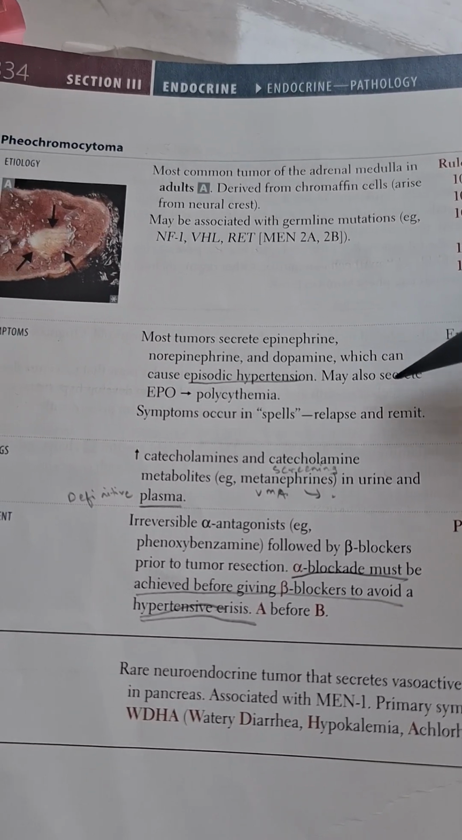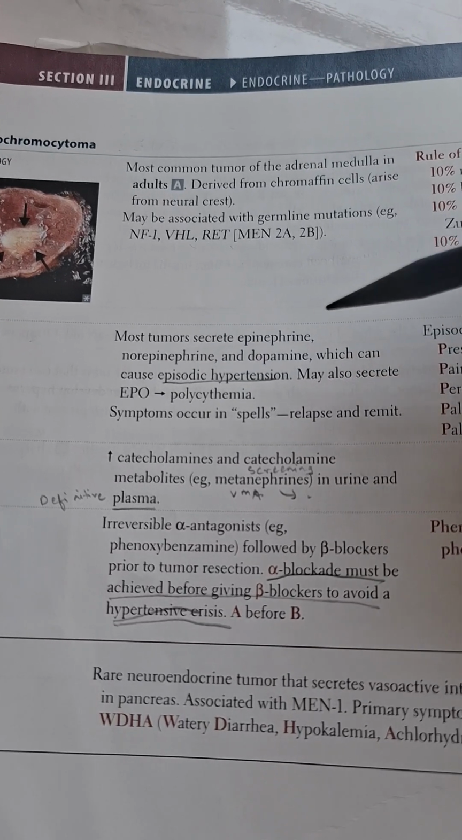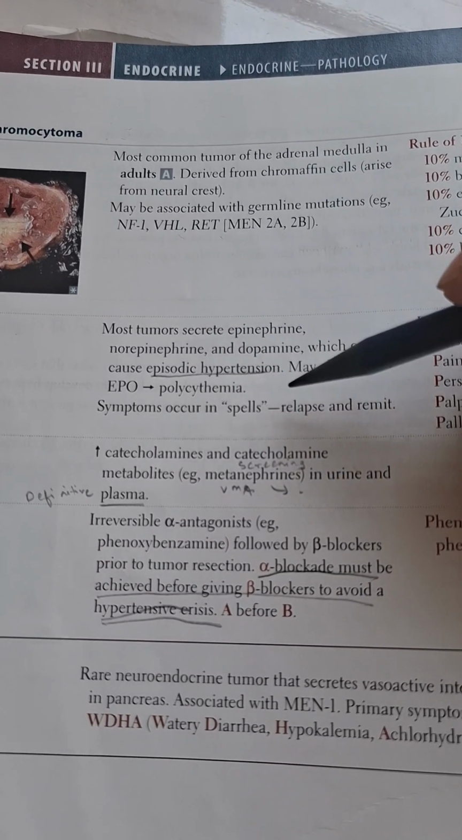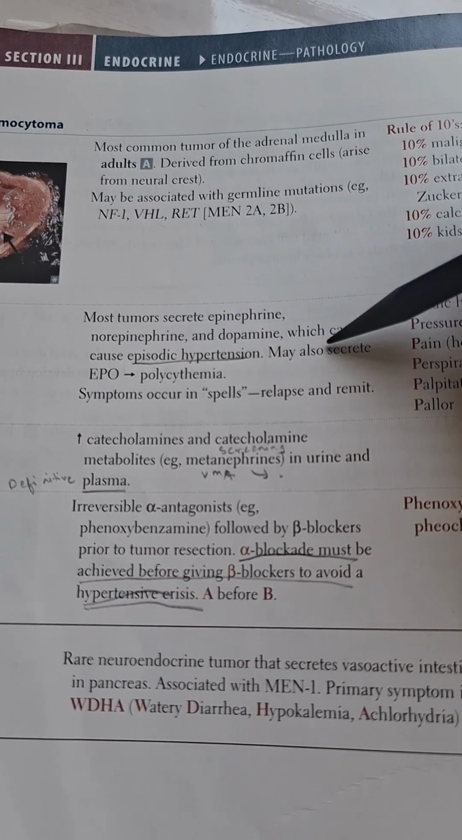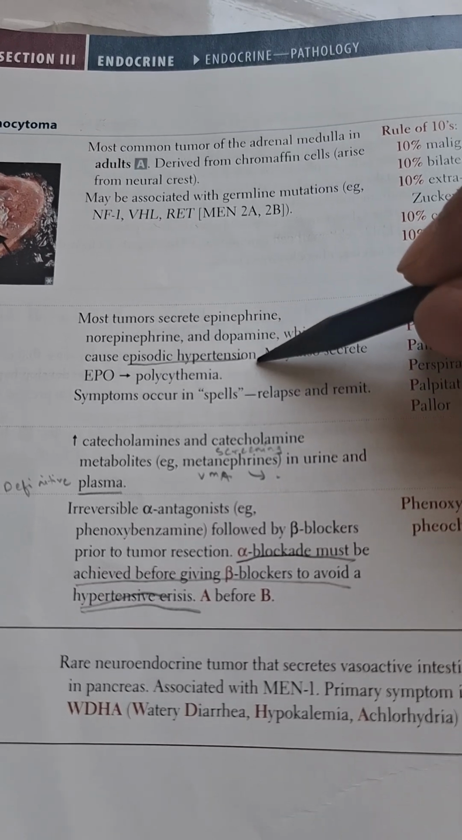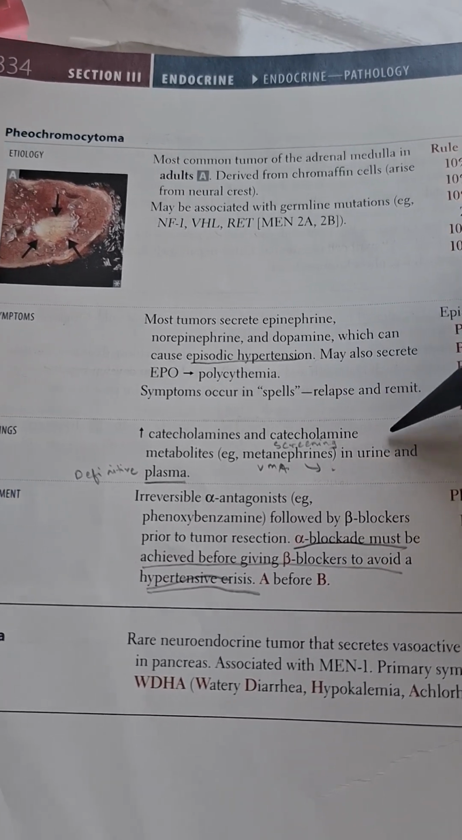What will be the clinical feature? The clinical feature will be episodic hypertension, and it could be coming and going. That is why it will relapse and remit. They come in spells. Then how will you diagnose it?